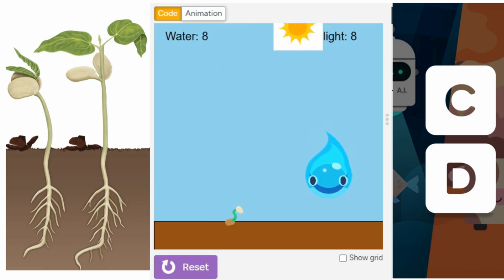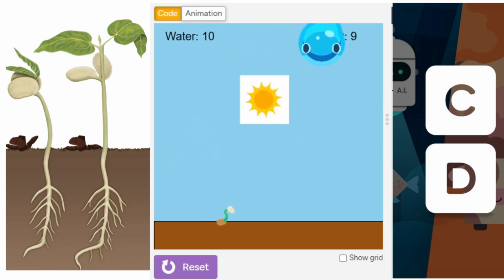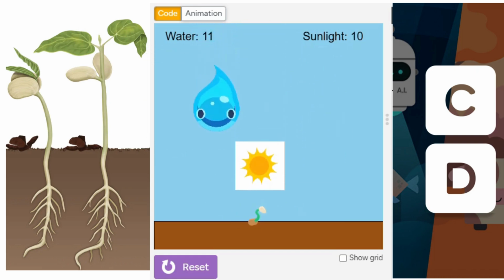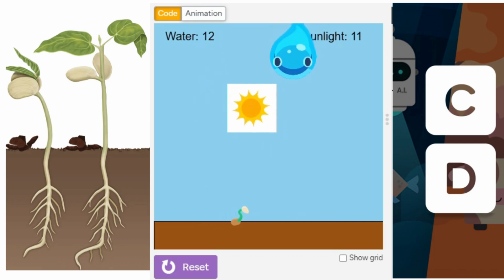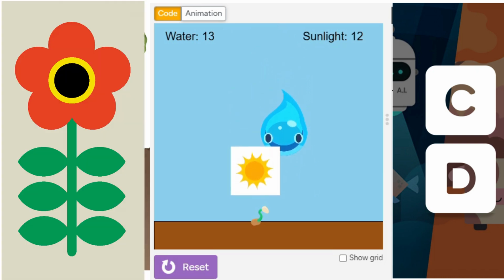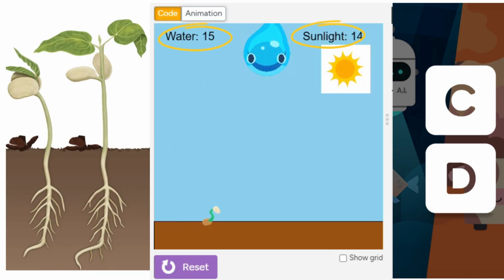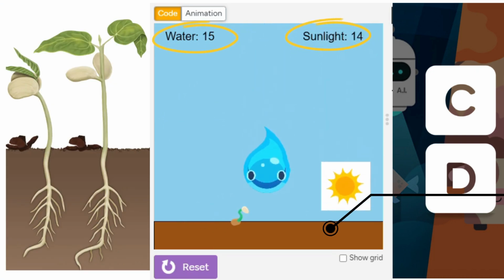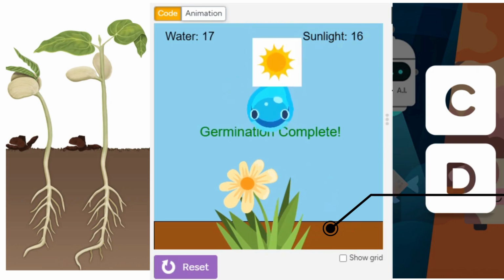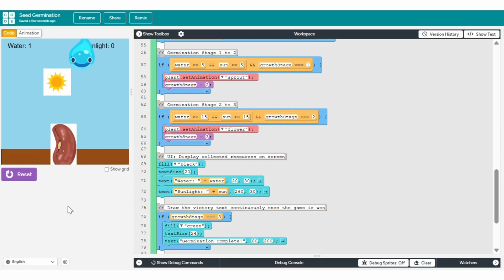Here, the CT focus is on decomposition and pattern recognition. I broke the complex life cycle of a plant into discrete stages triggered by numerical thresholds. For example, the plant only sprouts when both water and sun reach a value of 5. I also used a helper function called resetSource to recycle falling sprites, showcasing efficient algorithmic design.